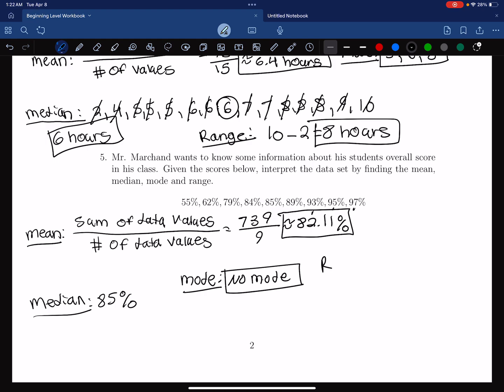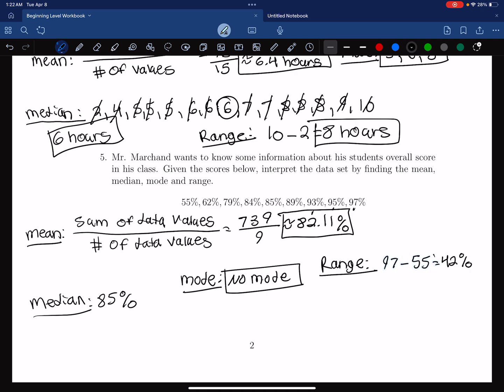And then now for the range, we're going to take the largest value, which is 97, and then we're going to subtract 55, because that's our smallest data value. And we are going to get 42%.